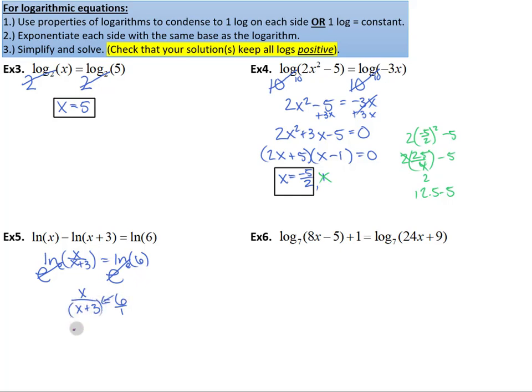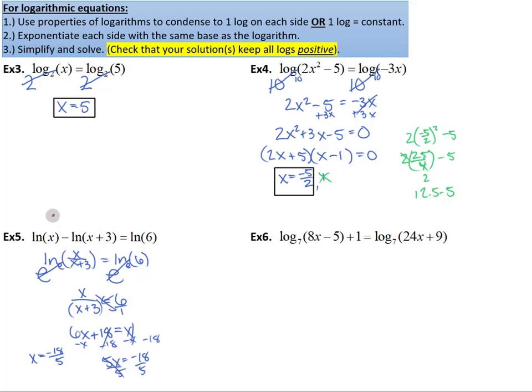6 here I do need to distribute. 6x plus 18 equals, when you're cross multiplying, x times 1 is x. Well, let's put our x's over here, subtract the x over, and maybe move the 18 to the opposite side. So we get 5x equals -18, and dividing by 5, we get x is -18/5.